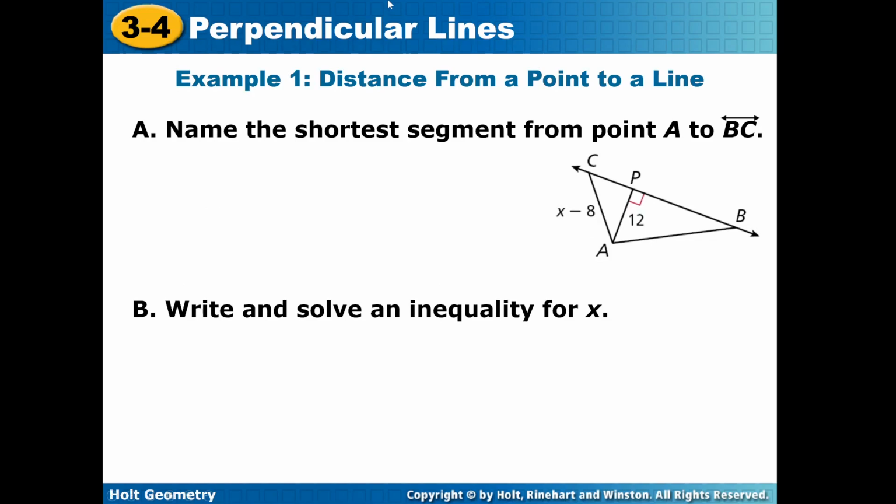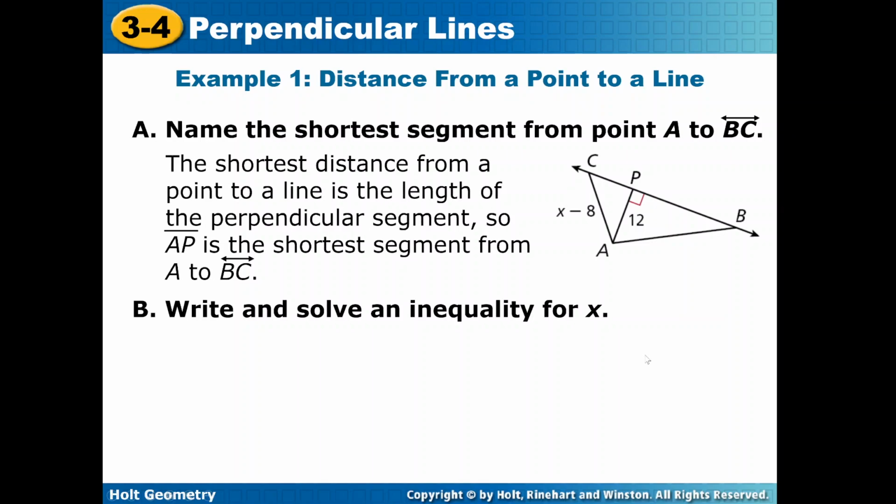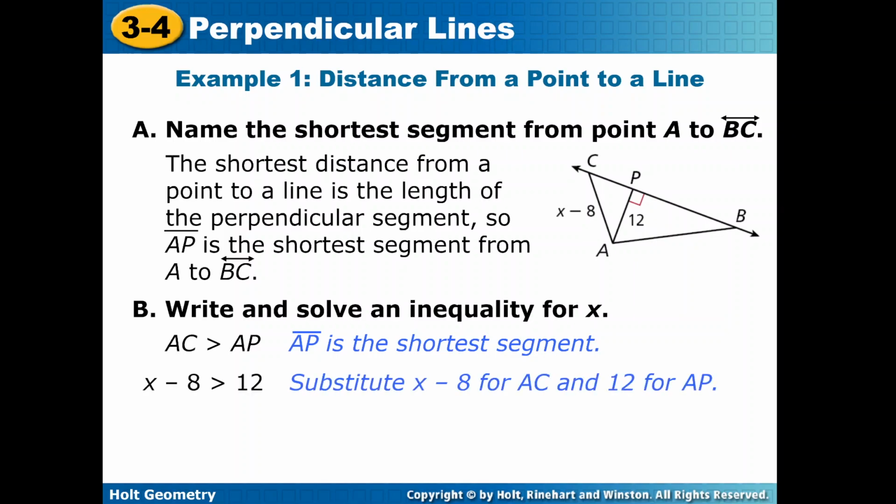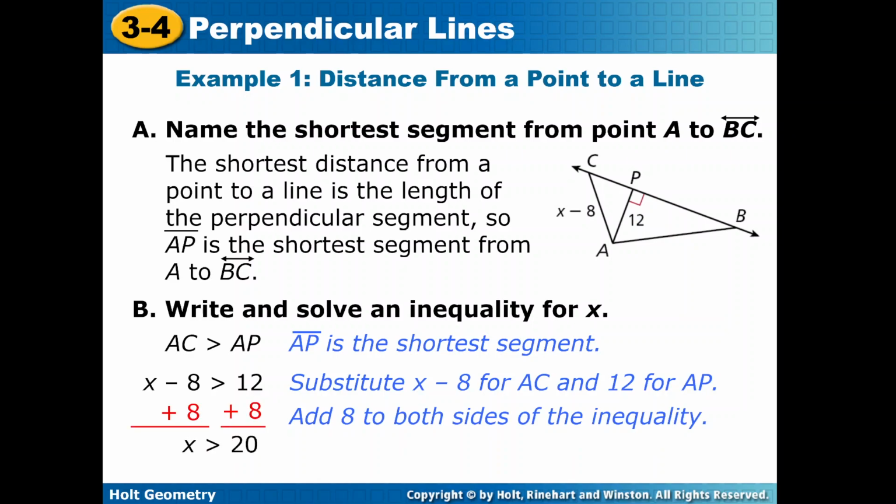Name the shortest segment from point A to line BC. Well, obviously that would be AP because that would be perpendicular. So AP is the shortest segment from A to BC. Now write and solve the inequality for x. We know this is a right triangle, so the longest side is x minus 8, and AP is the shortest leg, or the shortest segment. That means AC is greater than AP. So set up the inequality and then solve for x. Add 8 on both sides. Here's what we found for x: it's greater than 20.